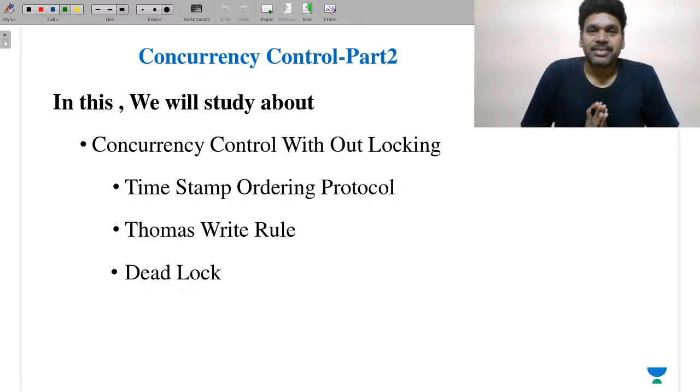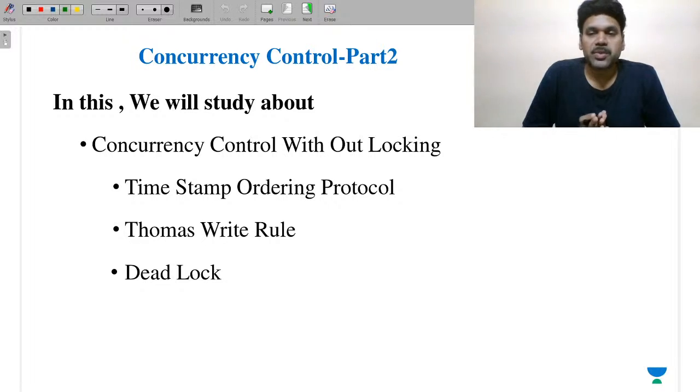Hello friends, welcome to today's session, that is concurrency control without locking. In the last session, we learned about concurrency control with locking, which is known as pessimistic. In this lecture, we are going to learn about optimistic.